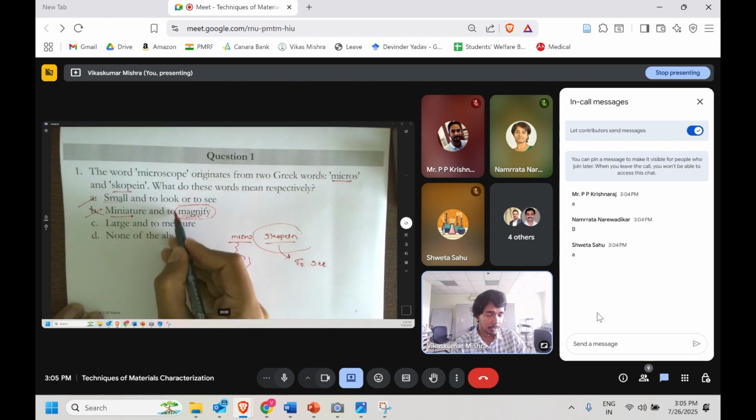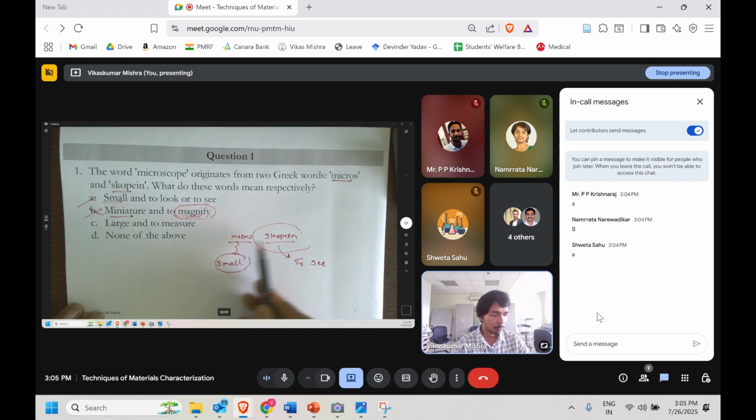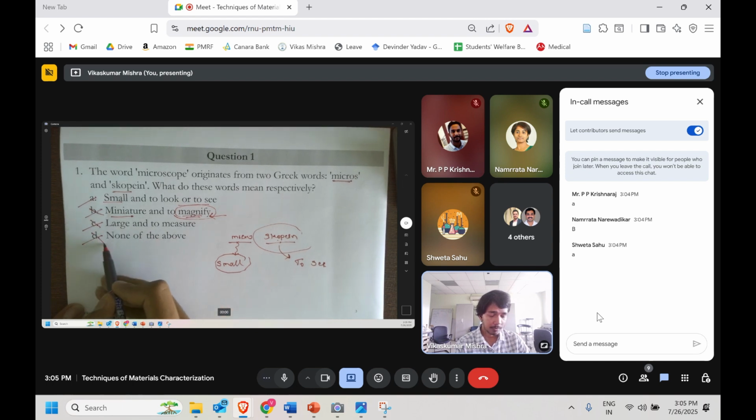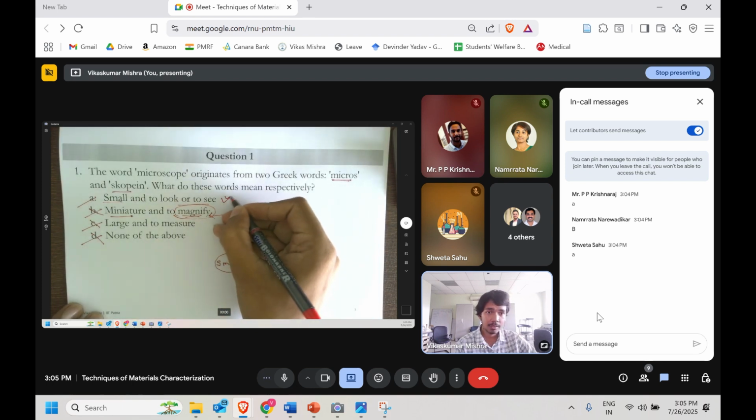This entire word microscope doesn't consider magnification. The words large and to measure, no, it's not. None of the others. Okay, so the right answer is option A. Very good, everyone.